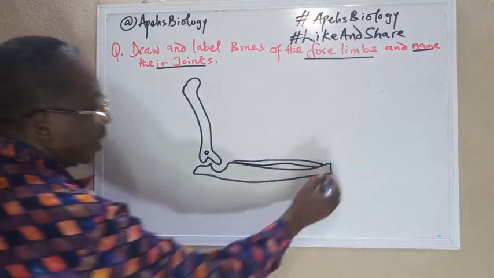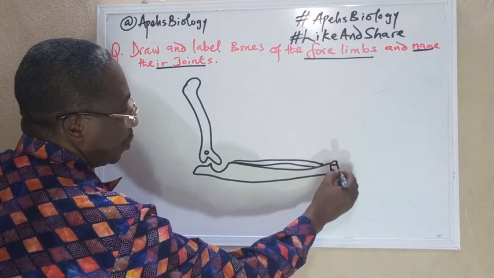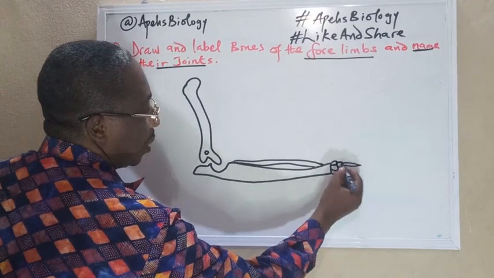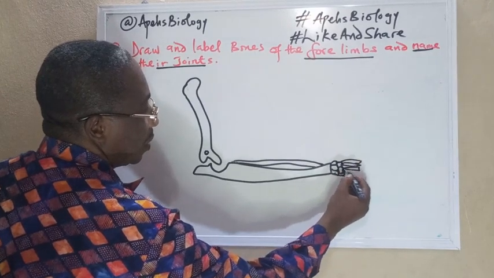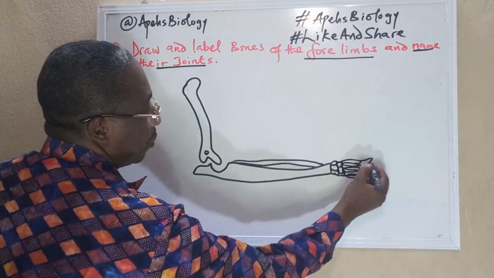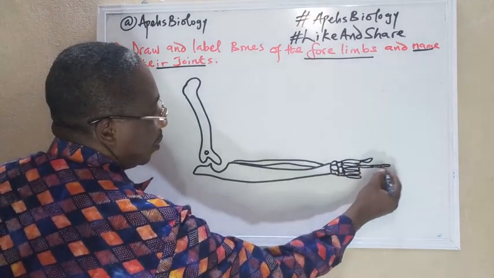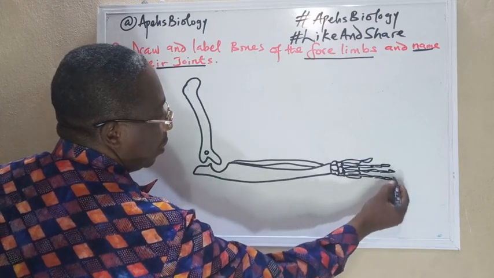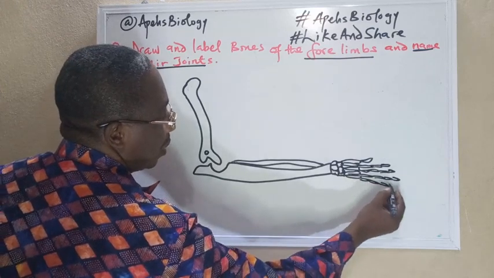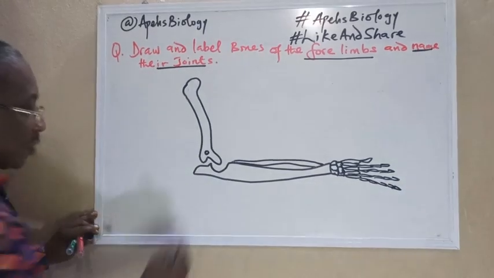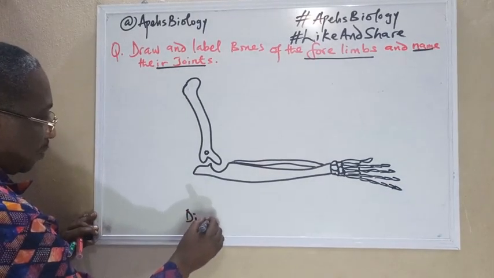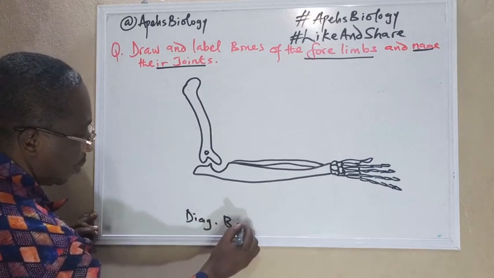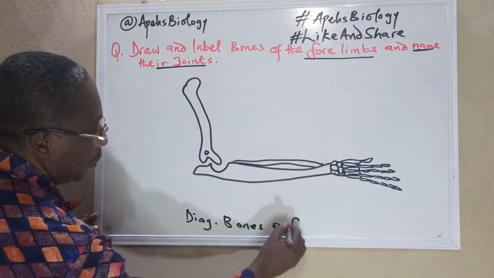That is it. And then we have the ones that form the bones of the wrist, like that. Then we have the ones that form the bones of the hand, like that. And then we have the ones that form the digits, like that, the 5 digits. Very interesting. And then we have this as the completed diagram. So we call it diagram, bones of forelimb.